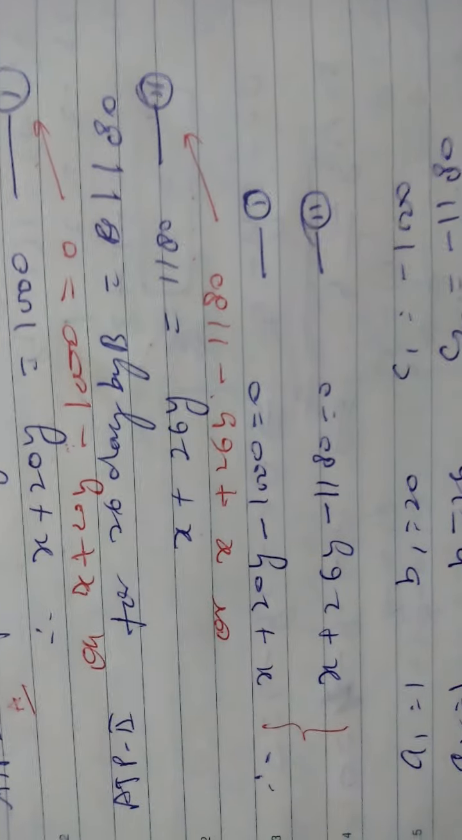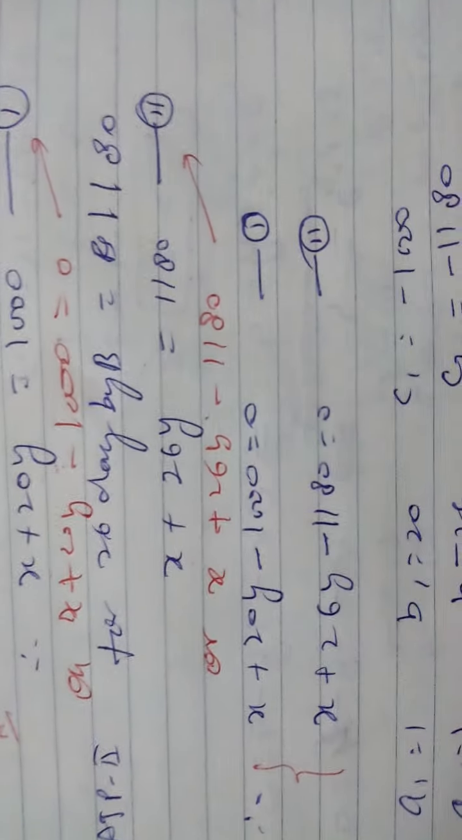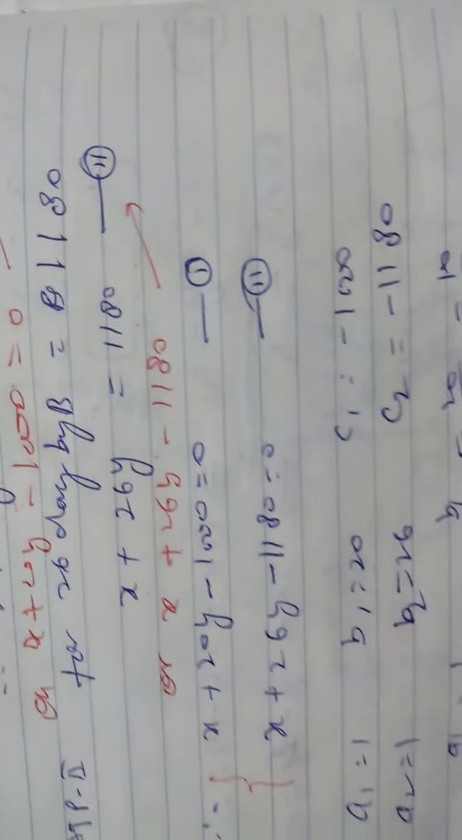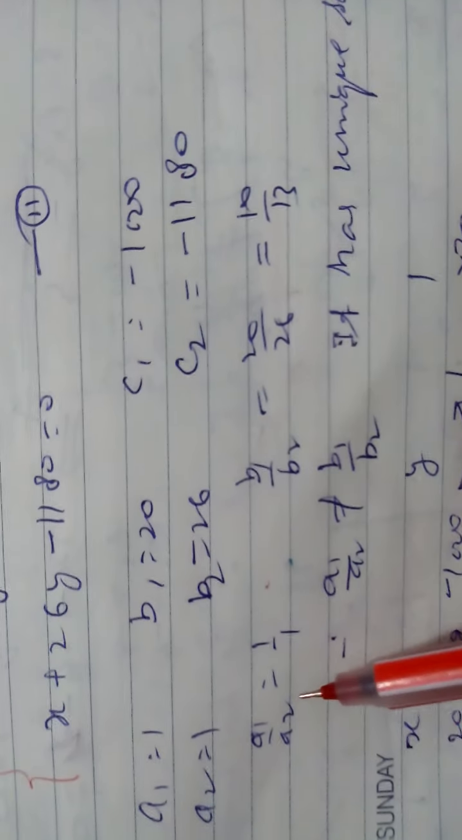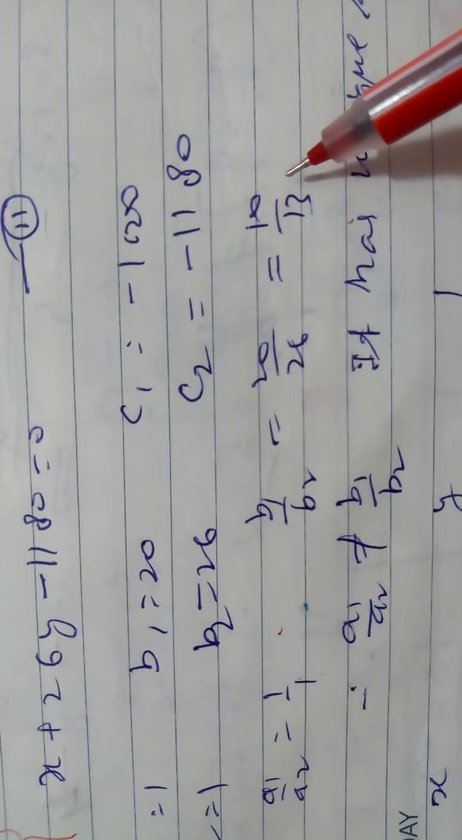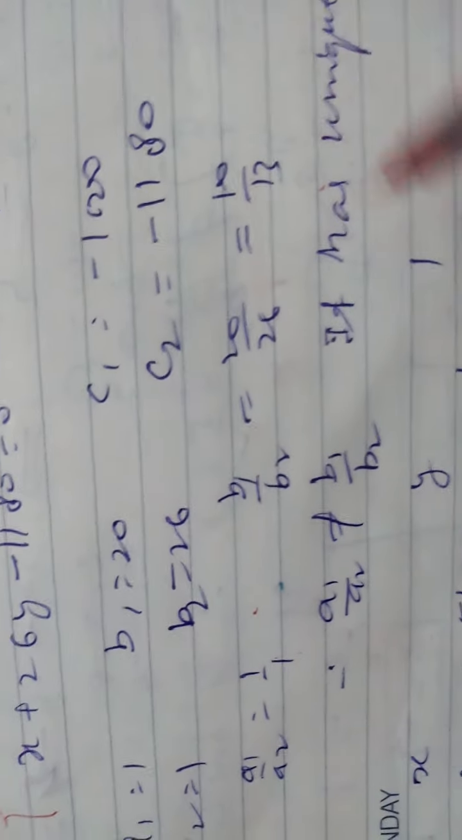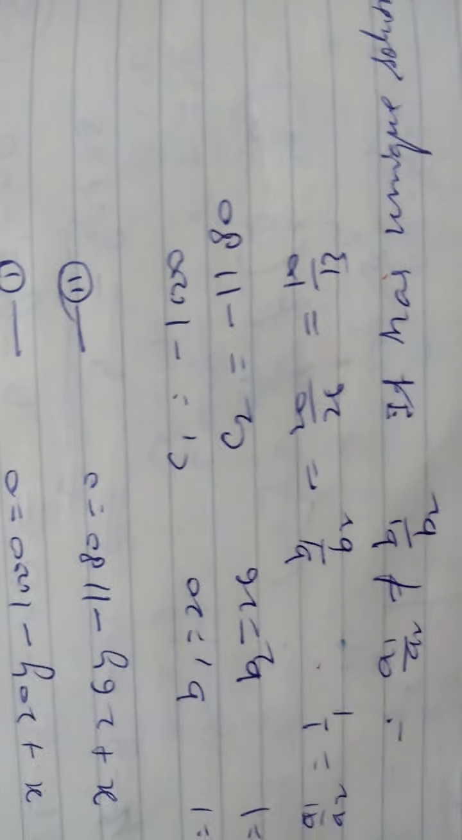But in question number 4, it is mentioned to find these if they exist by any algebraic method. Any algebraic method you can use, the substitution or the elimination, but I have solved all the questions by this. Others, it depends on you. A1, A2, B1, B2, C1, C2. Then A1 by A2 is not equal to B1 by B2 because 1 by 1 is not equal to 20 by 26. So what will you get? It has a unique solution. If it exists means you check also.